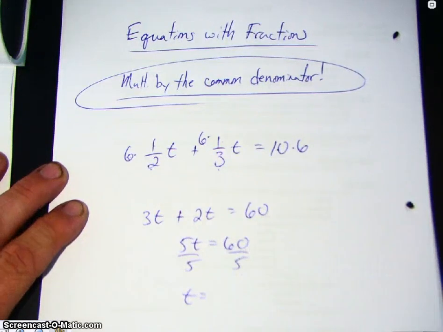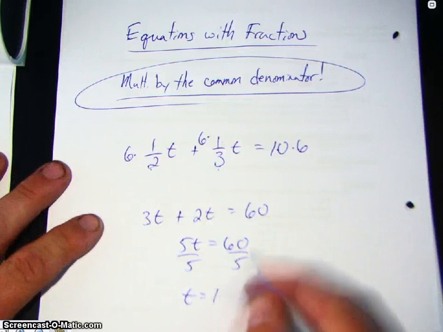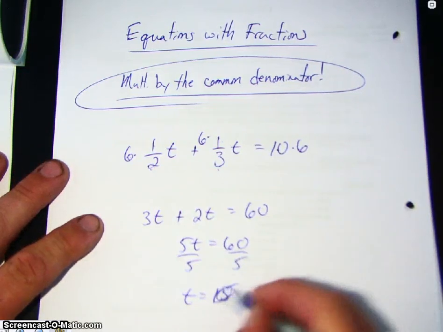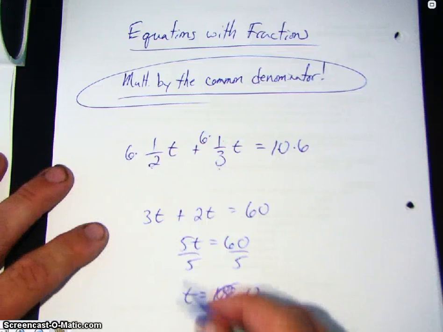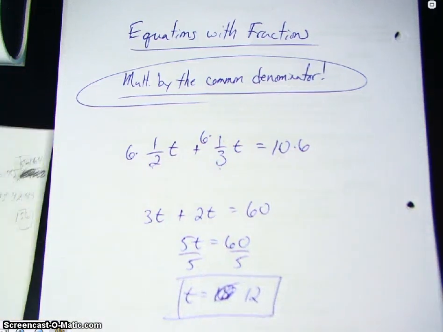So 60 divided by 5 is what? 15? No, I'm sorry, 12. Oh my gosh. All right, sorry about that. The answer is 12. All right, let's look at another example.